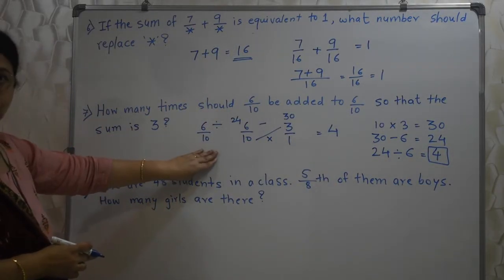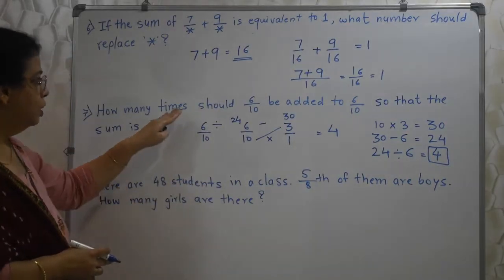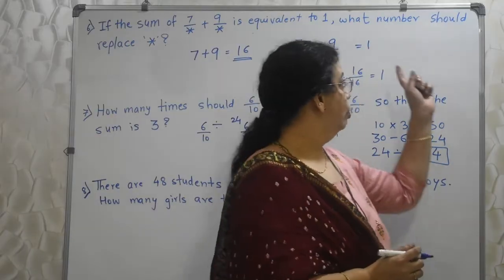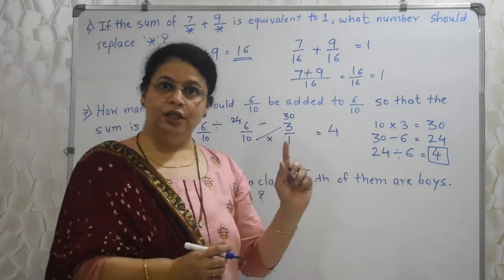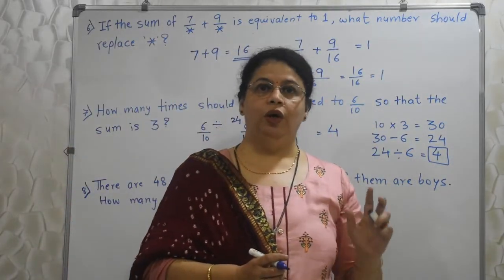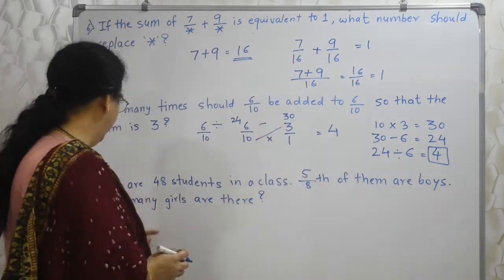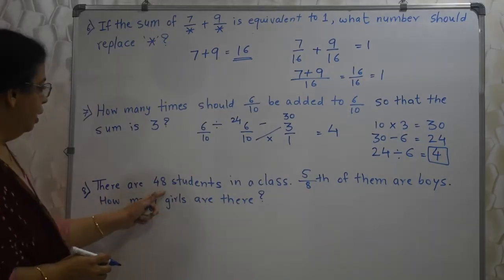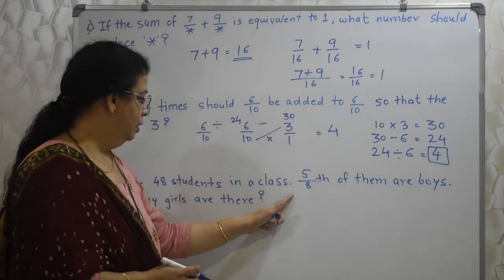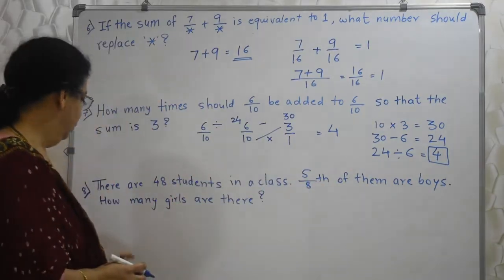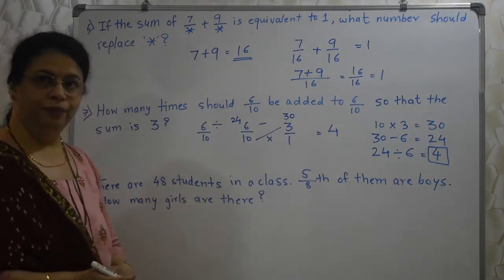So this is a shortcut, children. So these questions were asked before. Many times they have asked. This also and this also. So these shortcuts are very useful for you to arrive at the answer in minimum possible time. Next one. There are 48 students in a class. 5 upon 8 of them are boys. How many girls are there?